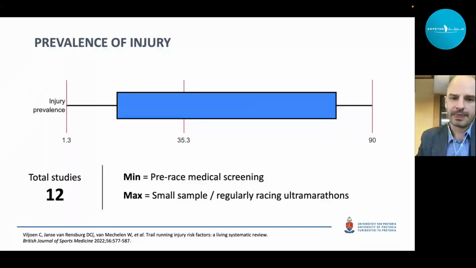Same with prevalence. If I focus on a minimum value, this is in pre-race medical screening. Now, we don't stop runners. We do a lot of pre-race medical screening to identify the obvious guy at risk that shouldn't be participating.